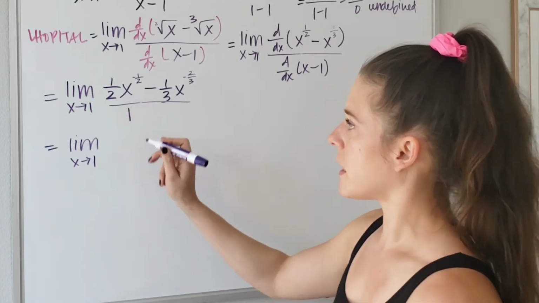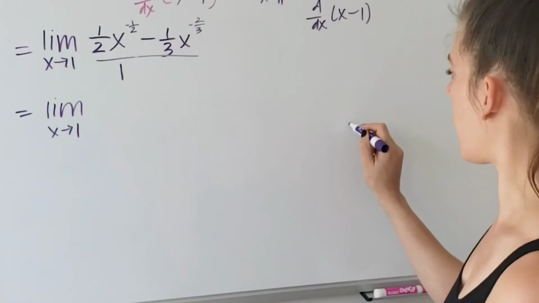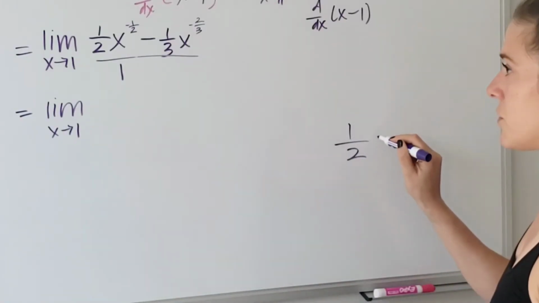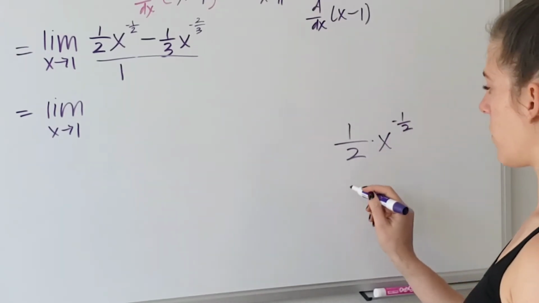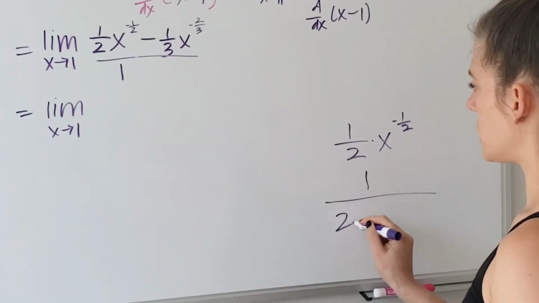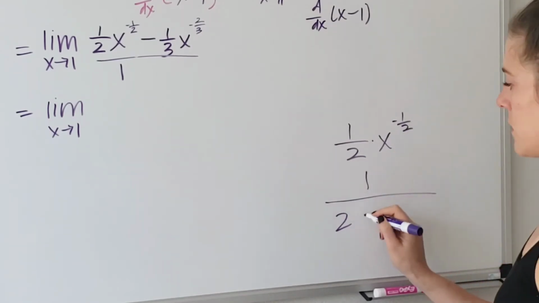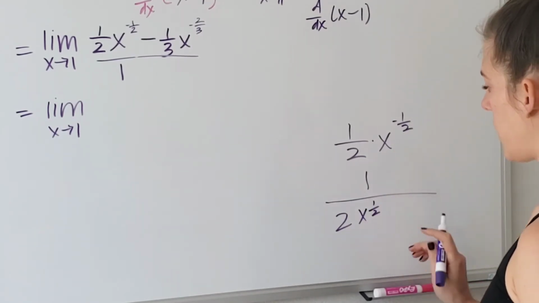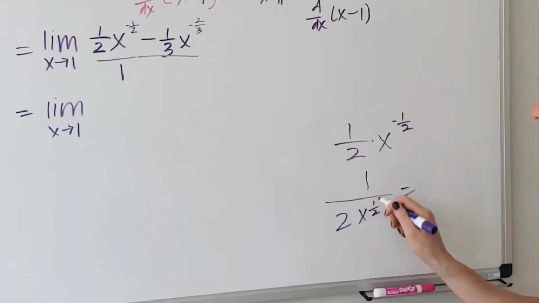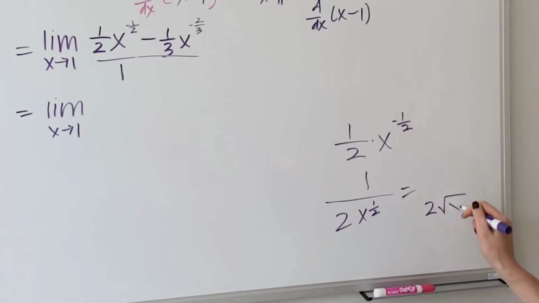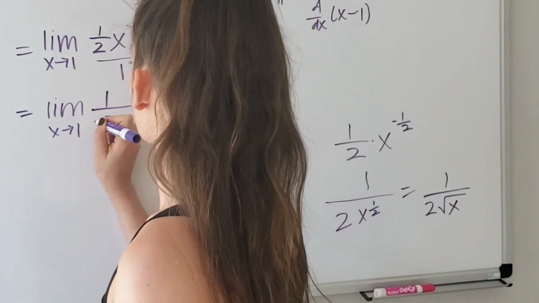Let's break each of these down. When we look at 1 over 2 times x to the negative 1/2, what we're really dealing with is 1 over 2 times, and the negative tells us that the x to the 1/2 needs to be in the denominator, and then this just turns into the root again, right? So 2 times root of x is our denominator. Popping that over here.